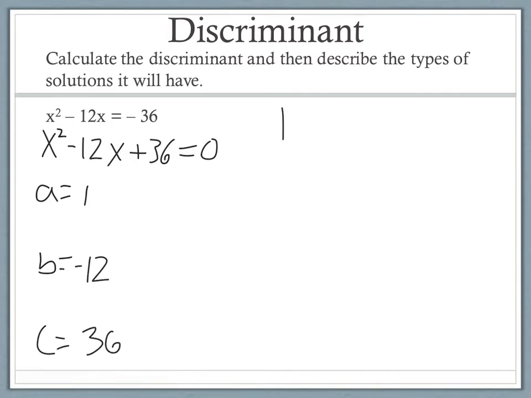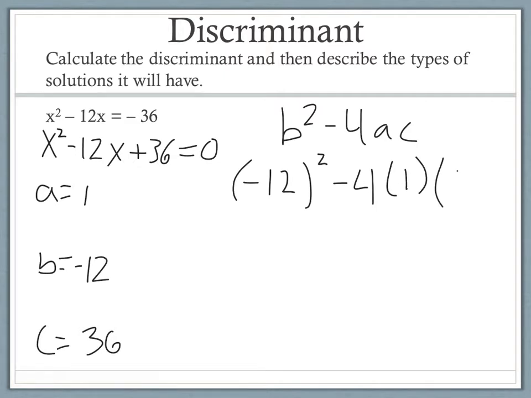Okay, so when I do the discriminant, b squared minus 4ac, I'm going to have negative 12 squared, and make sure you put that in parentheses, minus 4 times 1 times 36. You can actually put this directly in your calculator, and that's the way I suggest, but make sure that you put this negative 12 in parentheses, or else it's going to give you the wrong answer.